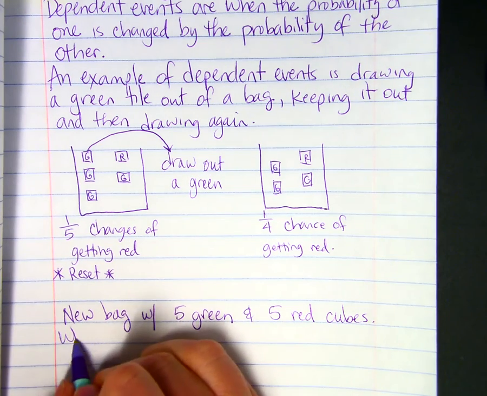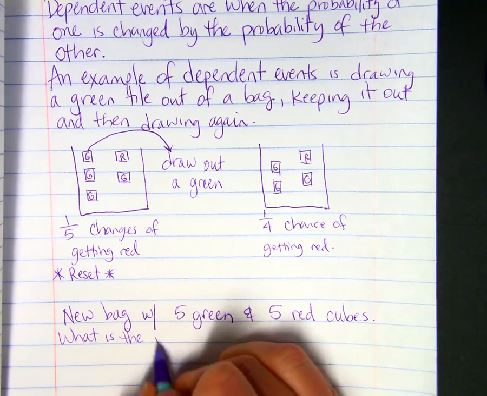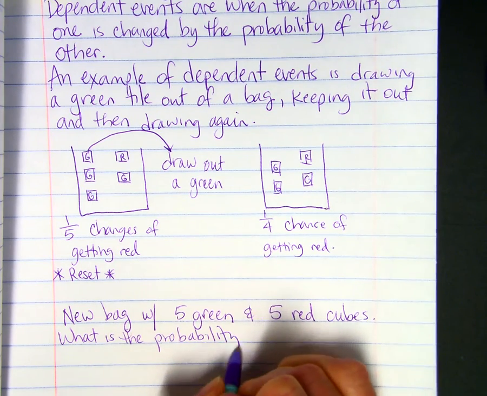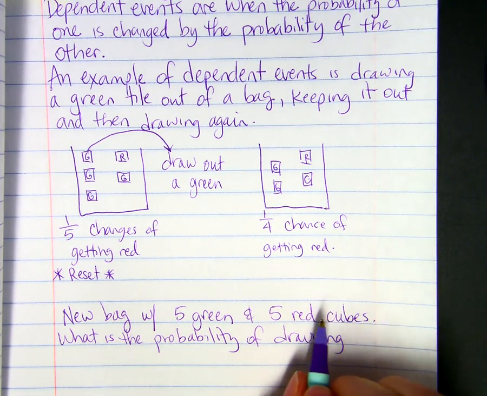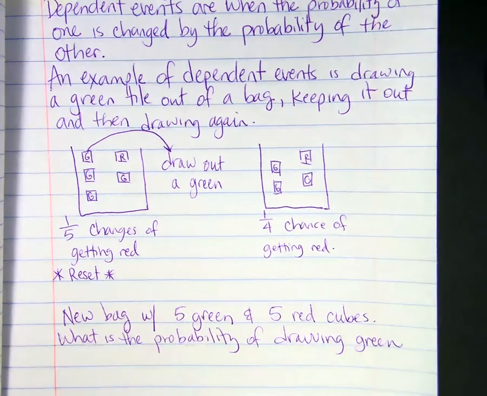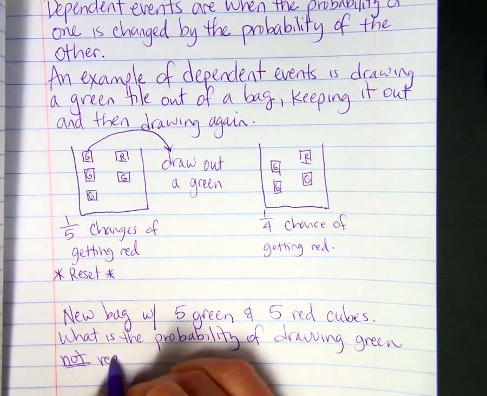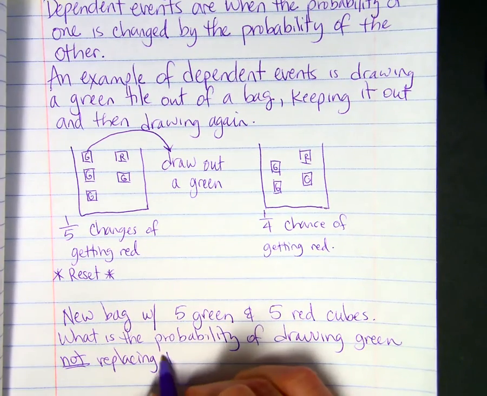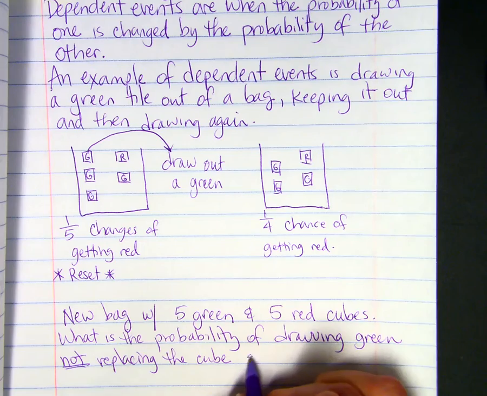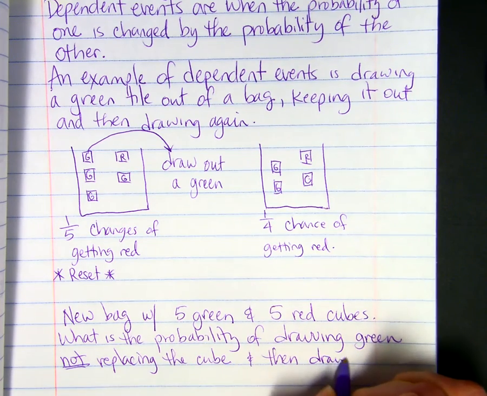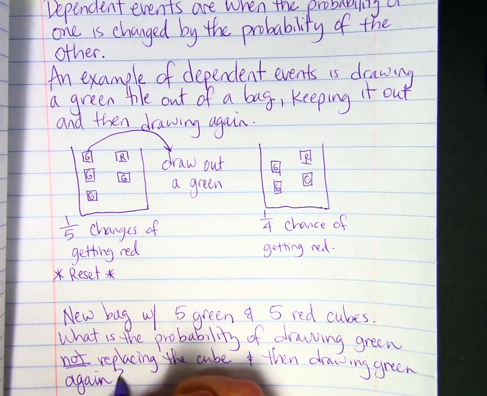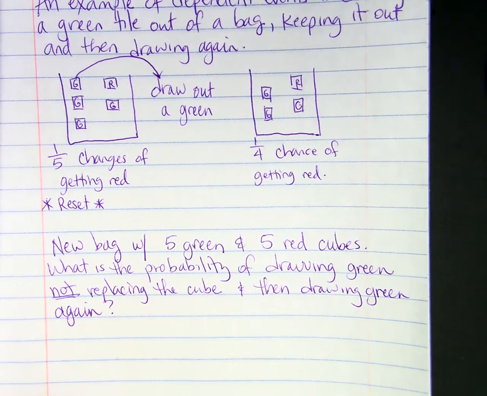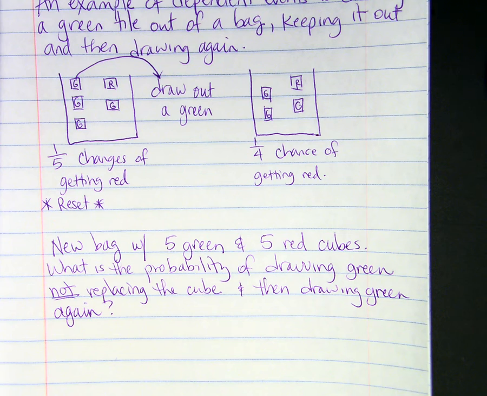What is the probability of drawing green, not replacing it, in other words, keeping it out, and then drawing green again? So in the new bag, 5 green and 5 red, the probability of drawing green is going to be 1/2, since there's 5 of each.